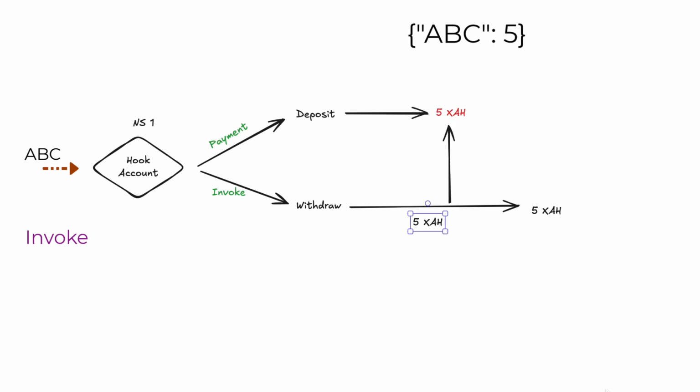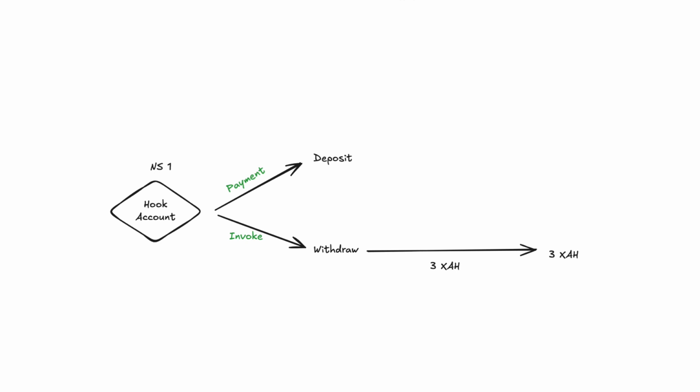Now request 2 Xahau. 2 Xahau gets sent to your account and the same amount will be deducted from the hook account's state. Now request 3 Xahau. 3 Xahau gets sent to your account and since the balance is 0, the state gets deleted. Now you can no longer request a withdrawal as you don't even have funds in the hook account. So this is what we are going to build today.